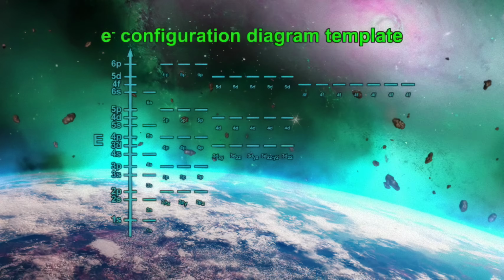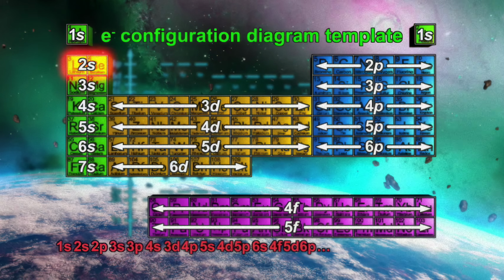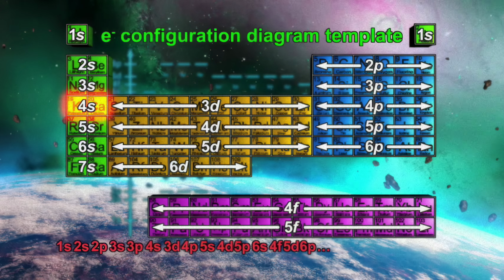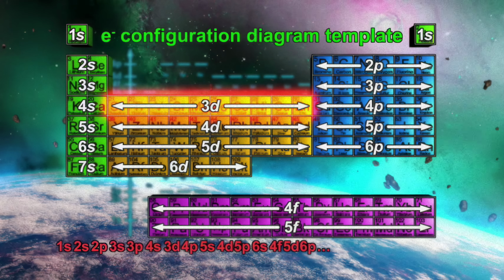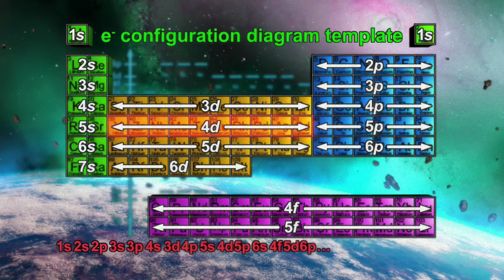You are probably thinking that it is going to be very challenging to memorize and reproduce the electron configuration diagram template shown. However, if you have access to a periodic table, you can easily reproduce it. For example, if you simply read the periodic table from left to right, the correct order of orbital filling is obtained: 1s, 2s, 2p, 3s, 3p, 4s, then you go down a level for the 3d, back up to the 4p, 5s, down a level for the 4d, and so on.